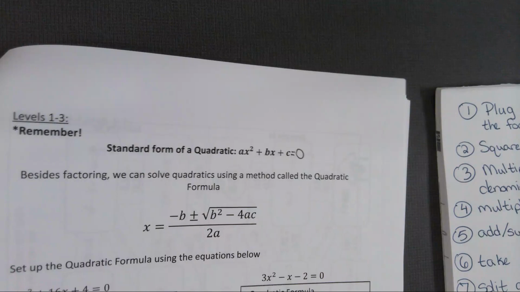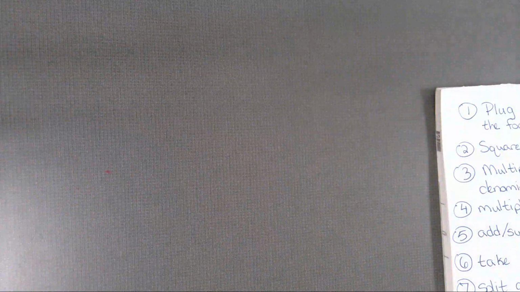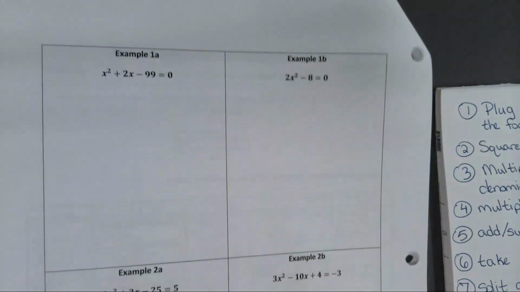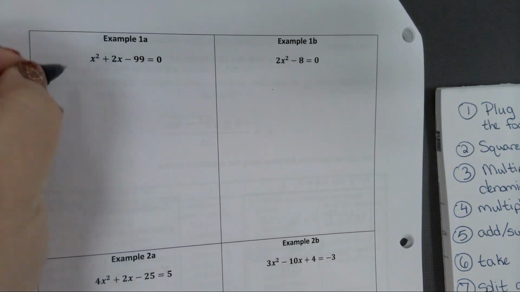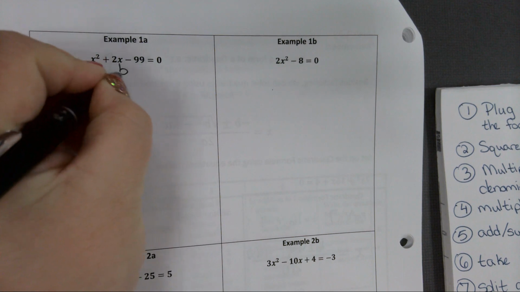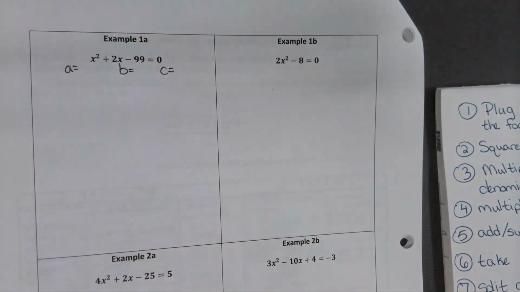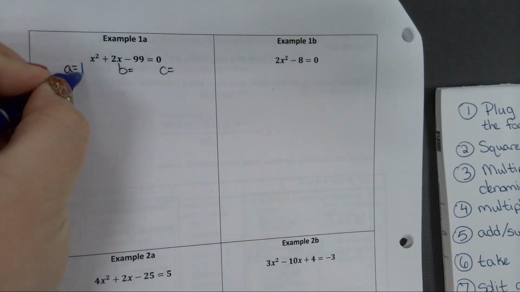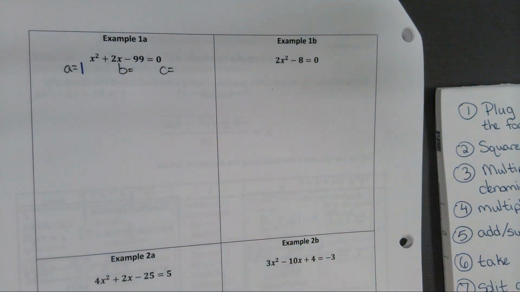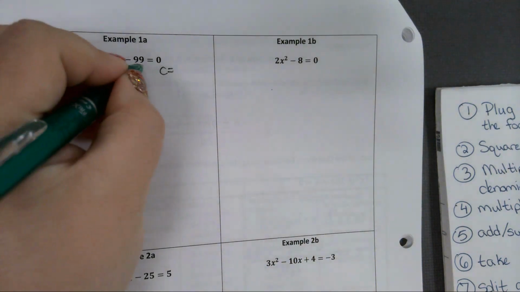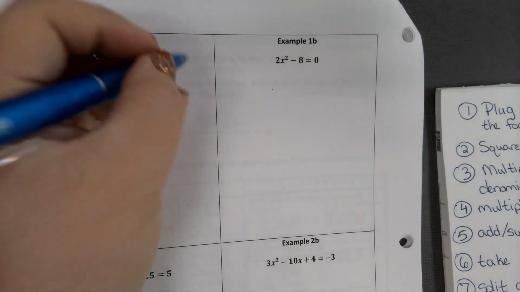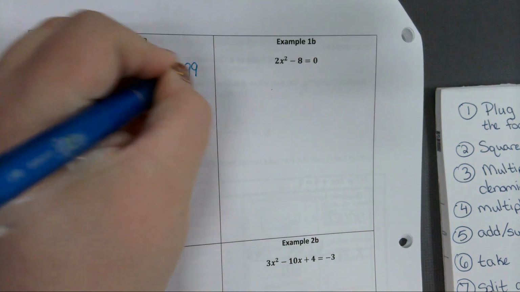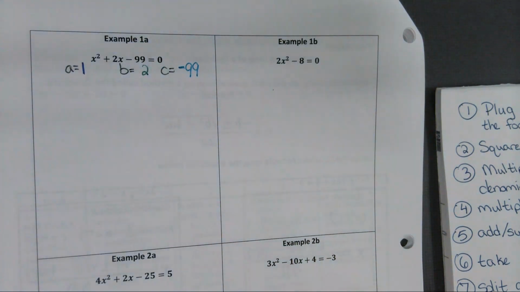When I look at my first example, I see that it's already equal to 0, so I can go ahead and label my A, B, and C. Our A would be 1. Remember, A is always the number in front of the x squared term. B is 2. It's the number in front of the x term. And C is negative 99. It's always the number that doesn't have an x with it.